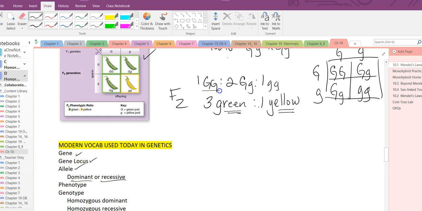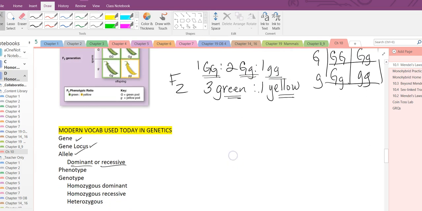Genotype has to do with these things, the letter combos. That's genotype. So here I have what's referred to as homozygous dominant. Homo meaning same. Here the letters are both capital, meaning homozygous dominant. Here's the complete opposite, homozygous recessive. Here you have both little alleles.